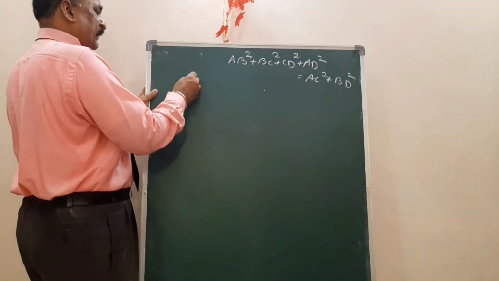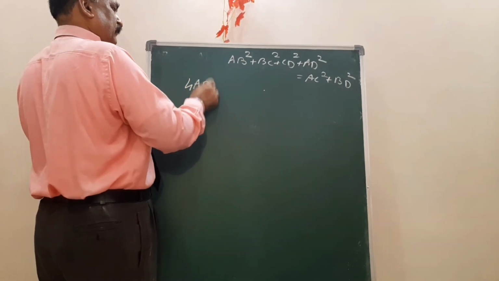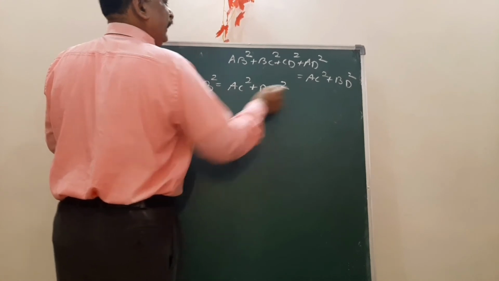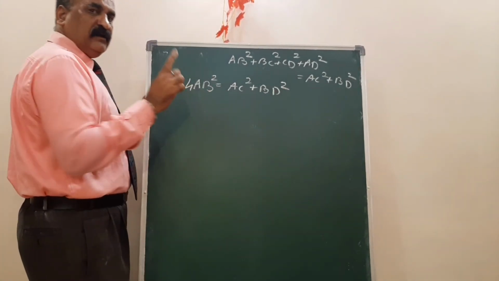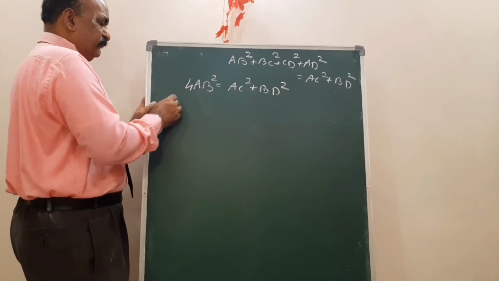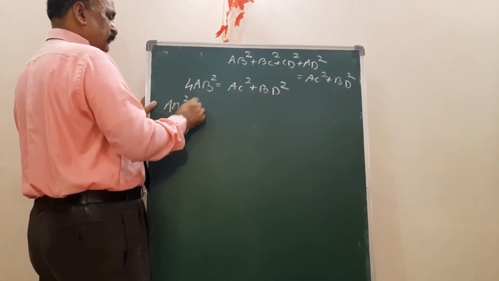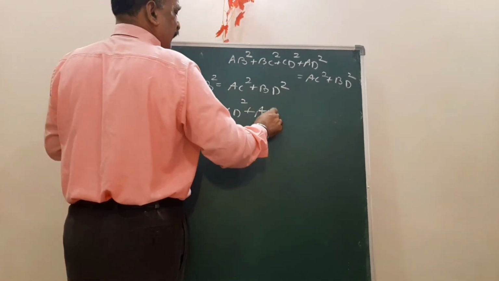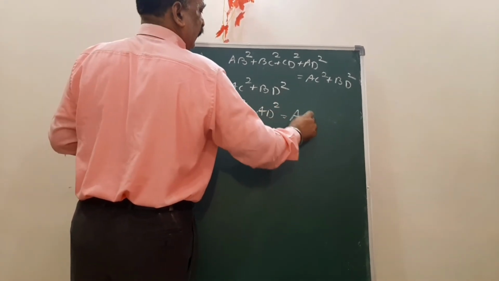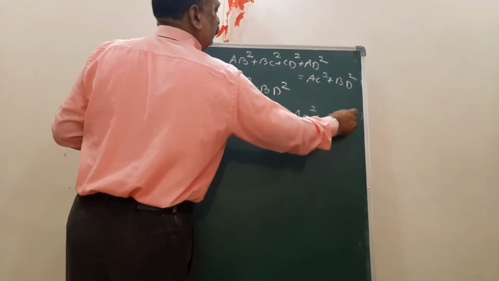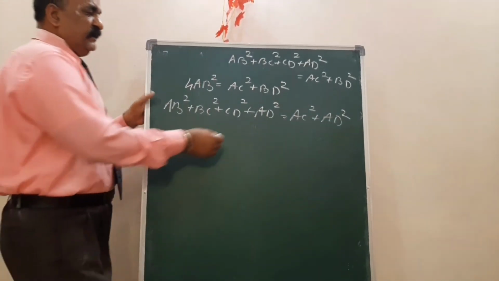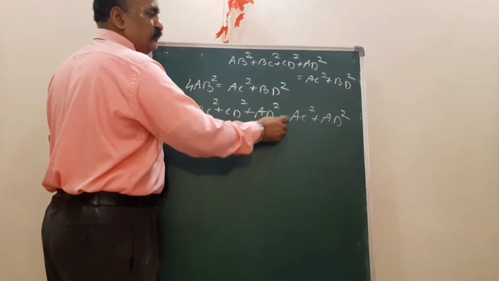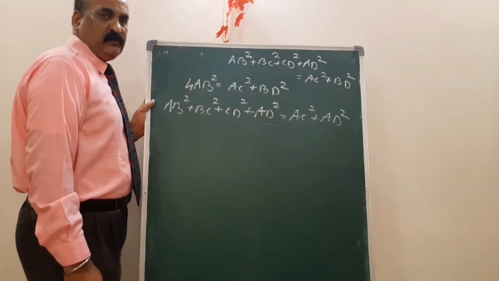Now here, 4AB square is equal to AC square plus BD square, and 4AB square means all the four sides are equal, so you can write AB square plus BC square plus CD square plus AD square equal to AC square plus BD square. It means the sum of the square of all the four sides of the rhombus is equal to the sum of the square of its diagonals.